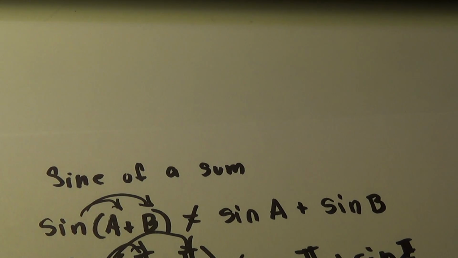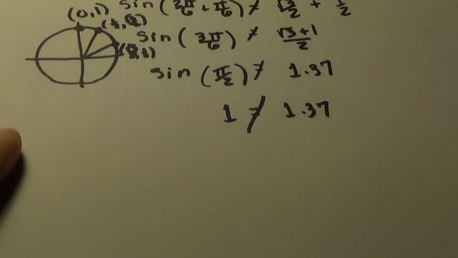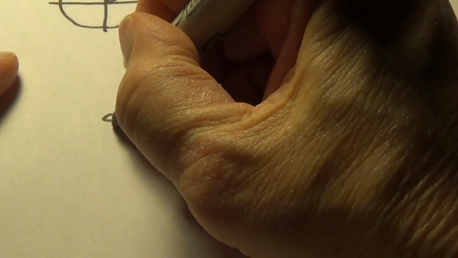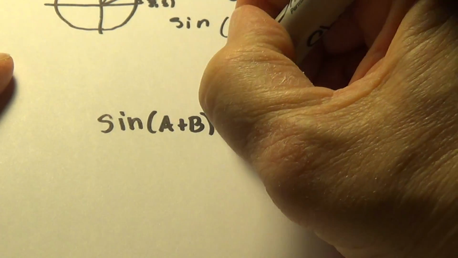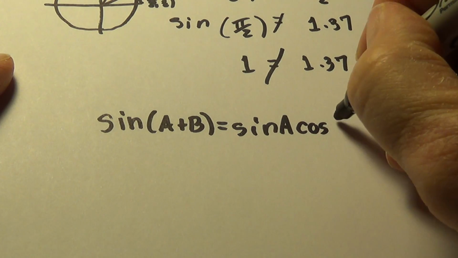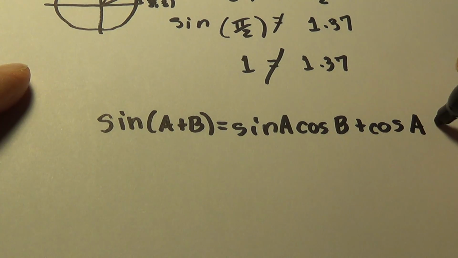So if that is not the sine of a sum, what is? Alright, here's my conjecture. I think the sine of A plus B is the sine of A cosine of B plus cosine of A sine of B.